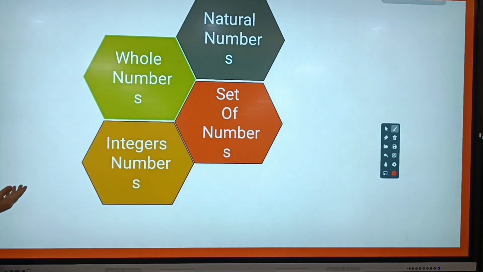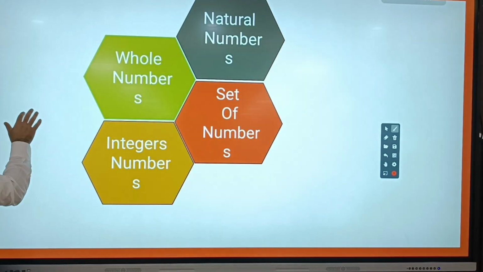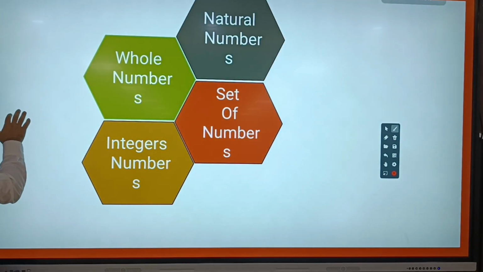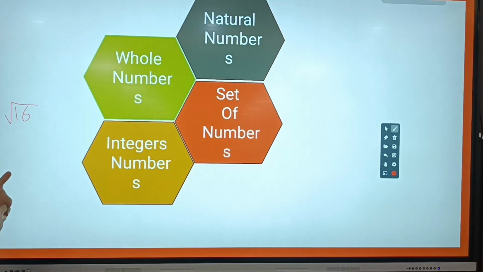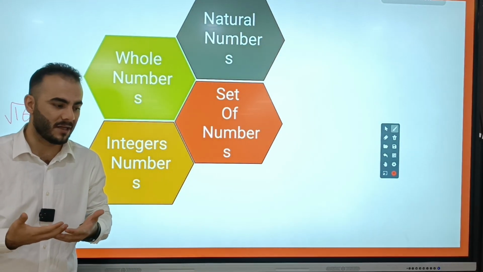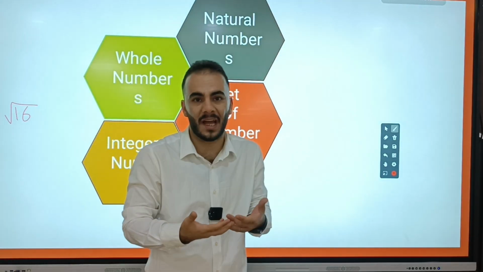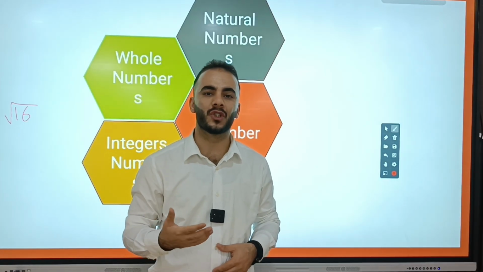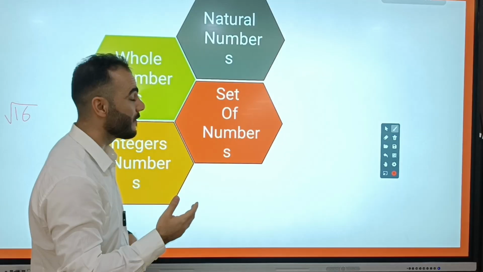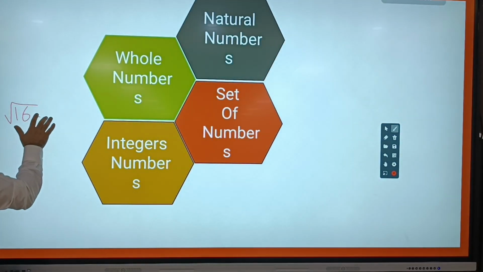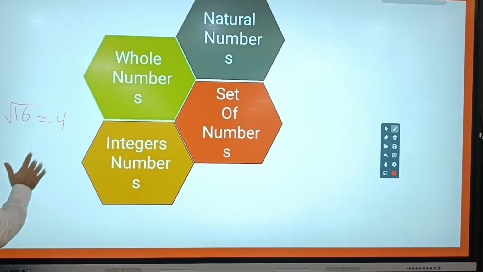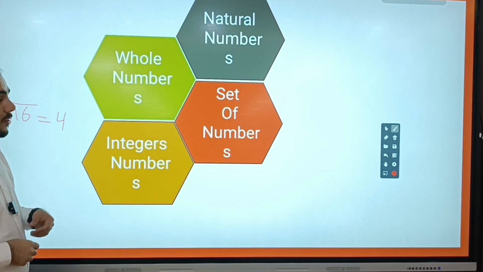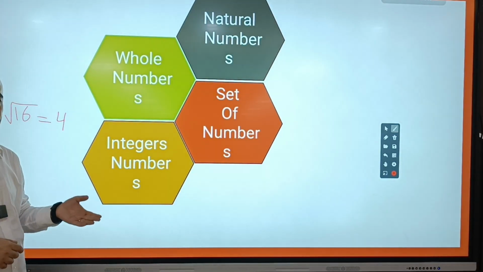So there might be some cases that it's better to mention for the integers. We said counting numbers, right? But let's mention some cases. Let's say the square root of 16. You might say that since it's a square root, it can't be an integer. No. Perfect square roots and perfect cube roots are also integers because they have an exact root. So the square root of 16 equals 4, and since it equals 4, it can be an integer.